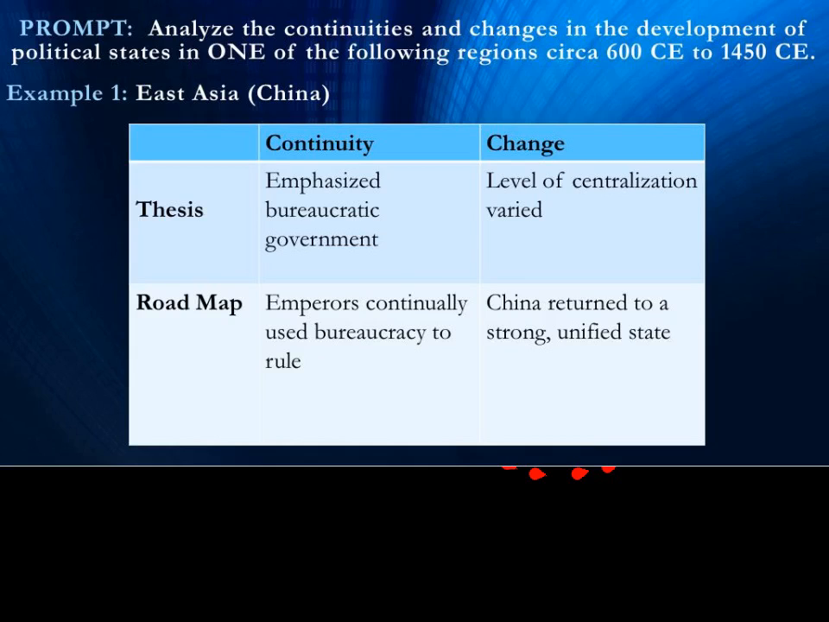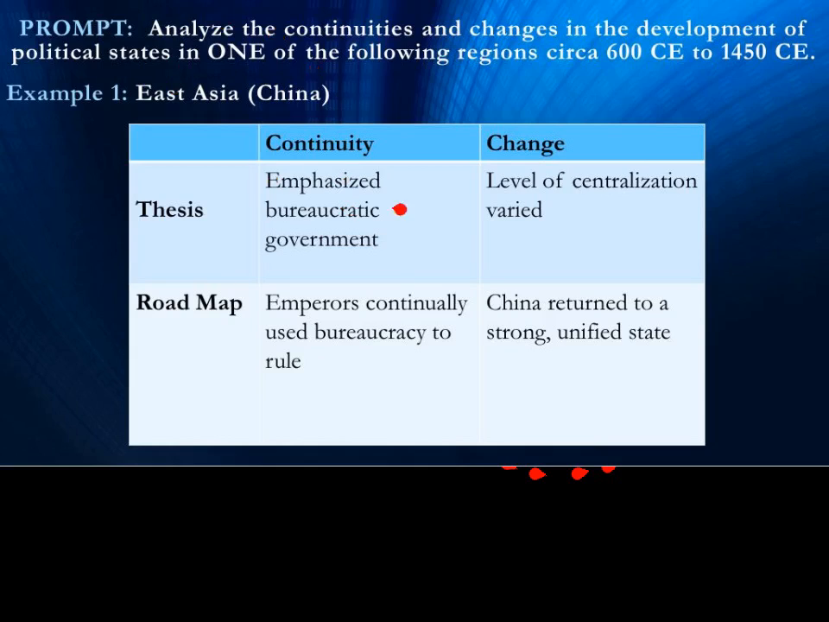Okay, the continuity for East Asia. They emphasized bureaucratic forms of government. A change: the level of centralization varied. And notice I specifically picked China. That's the easiest example for East Asia. And of course, as you're going through and you've got 3 to choose from, pick the one that you're the most comfortable with. But I narrowed this down to specifically talk about China. And you could do that because as long as whatever you're specifically talking about fits within that region, it's fine.